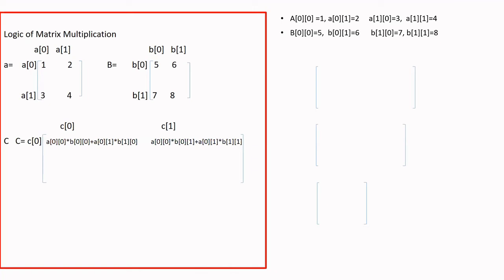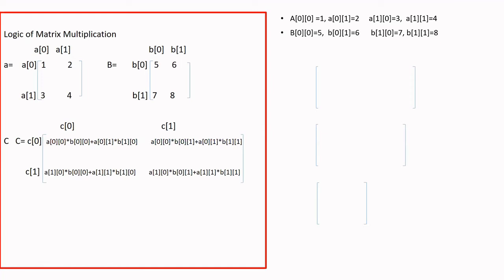So this is the general mathematical function where you can do multiplication of two matrices. That is first row, first column, second row, second column, and so on. So this is how you can go with matrix multiplication. This is the formula: A of 0, 0 multiplied by B of 0, 0 plus A of 0, 1 multiplied by B of 1, 0, which means first row, first column.